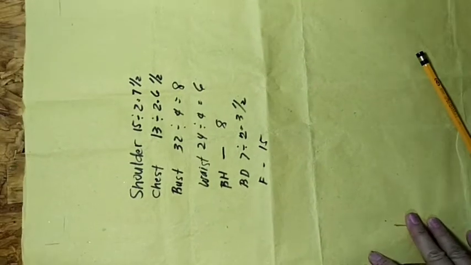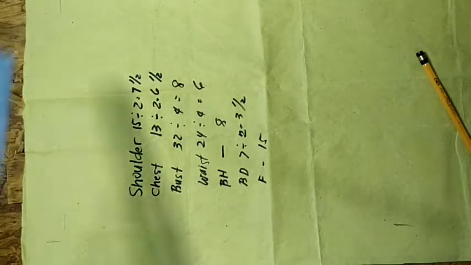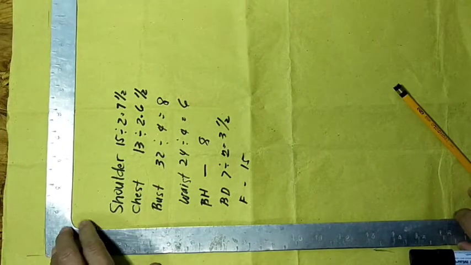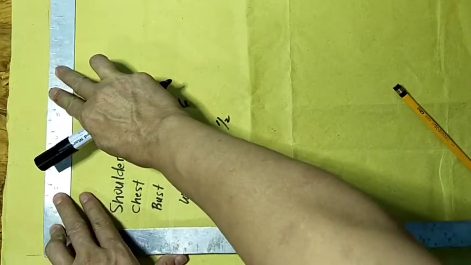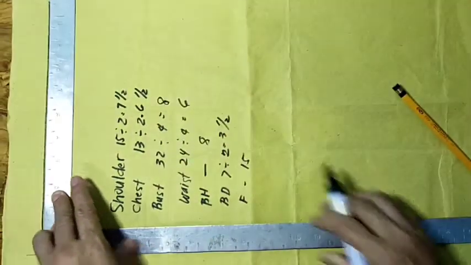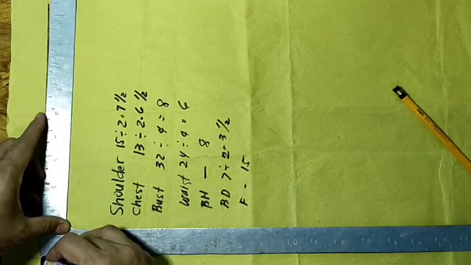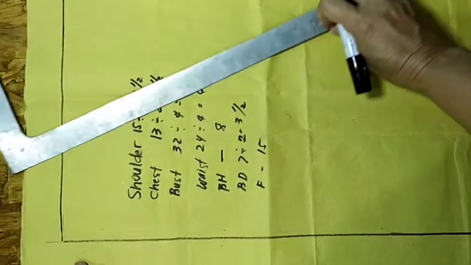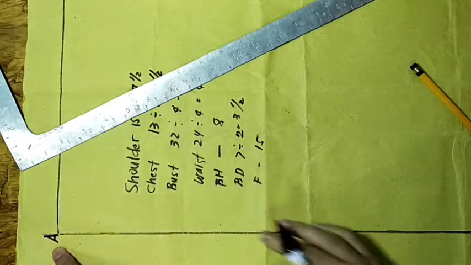So, first procedure, using your L square, draw a perpendicular line. So, if you have no L square, you can use also the ruler to draw perpendicular line. But be sure that your line is perfect square. Okay? So, after drawing perpendicular line, mark the corner as point A.